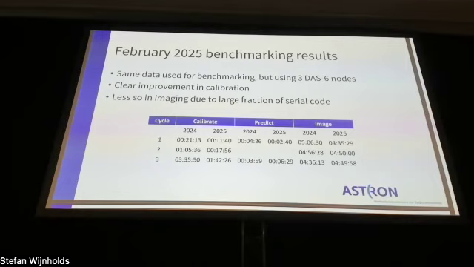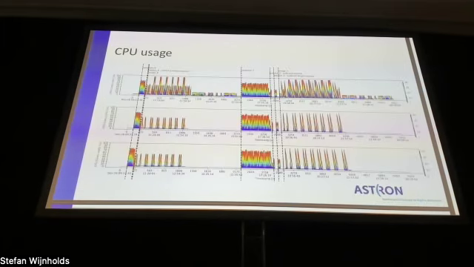Unfortunately, it didn't work out that well in imaging, and there are a number of reasons for that. One is that there's a large fraction of serial code, which I'll show you in here. So these are the CPU usage statistics in the last 2 cycles of the RAPTOR pipeline. So you see first a bit. Let me see whether I do have a pointer.